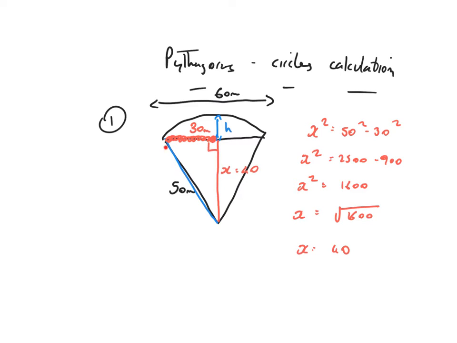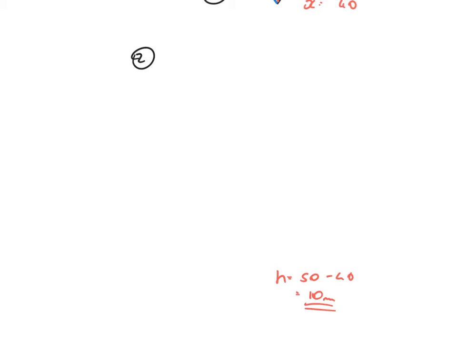However, we know that the radius is 50. So from here to here, that's 50, which means h must be equal to the 50 minus the 40 we've just calculated, which will be 10 metres. Okay, let's try an example 2.